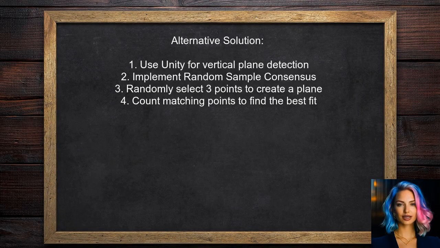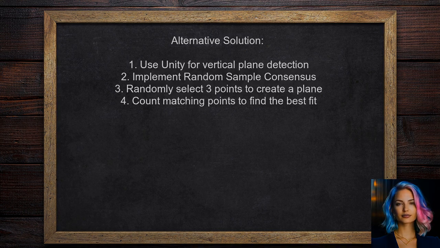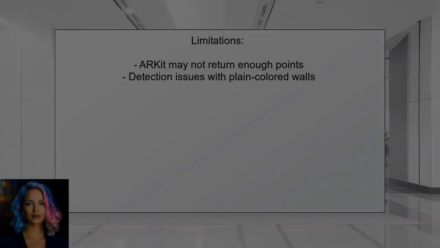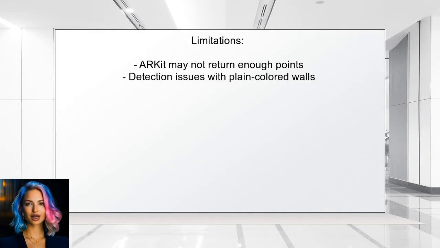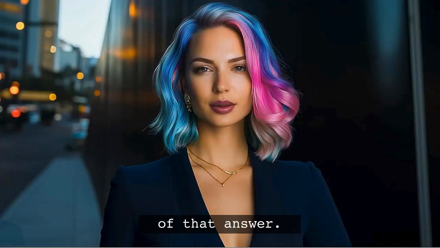One user shares their experience using Unity for vertical plane detection. They utilize a method called random sample consensus, which involves randomly selecting 3 points from the point cloud generated by ARKit to form a plane. The algorithm counts how many points align with this plane to determine the best fit. However, they note a limitation. ARKit struggles to return enough points when the wall is a plain color, which can hinder detection in certain situations. That's the end of that answer.